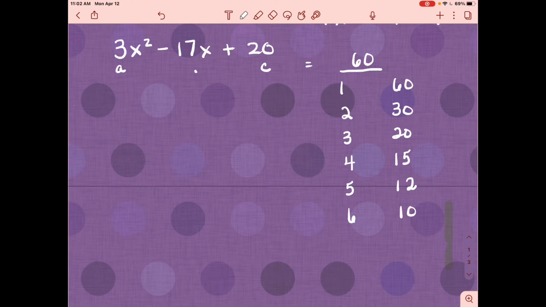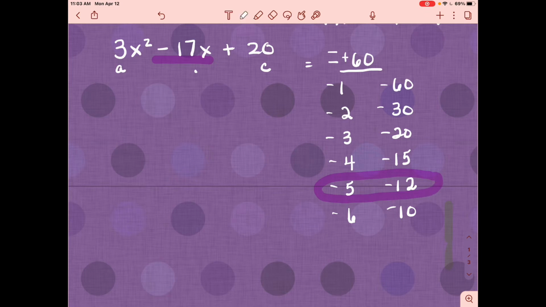When I multiply, it makes a positive. So I could have positive times positive, but when I add, it makes a negative. And so what I'm going to have is a negative times a negative makes a positive. So both of my numbers are going to be negative. It matters when I add them together. I am now looking for the ones that add up to be negative 17. So right here they are negative 5 and negative 12.